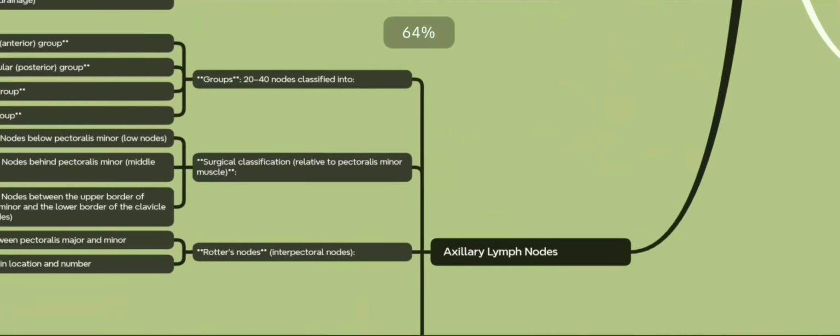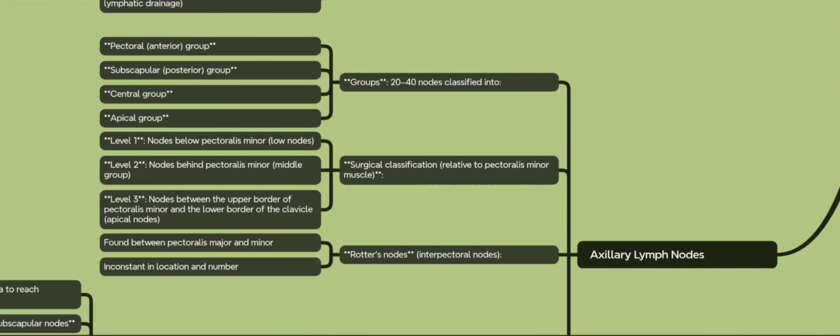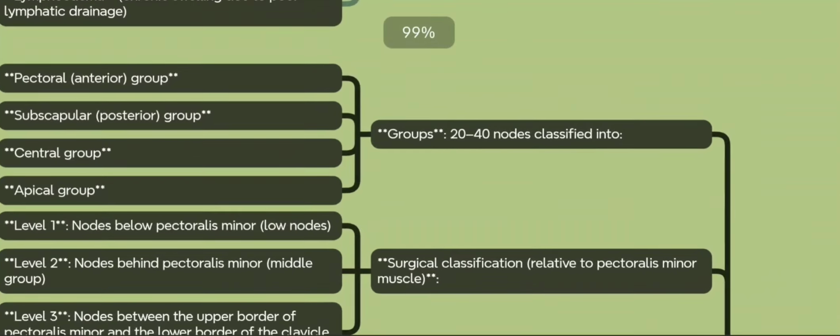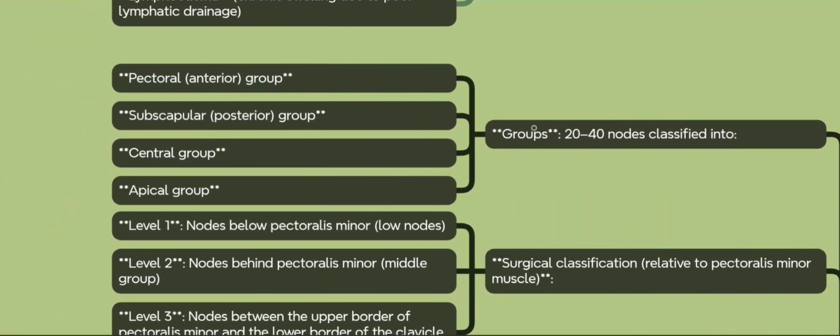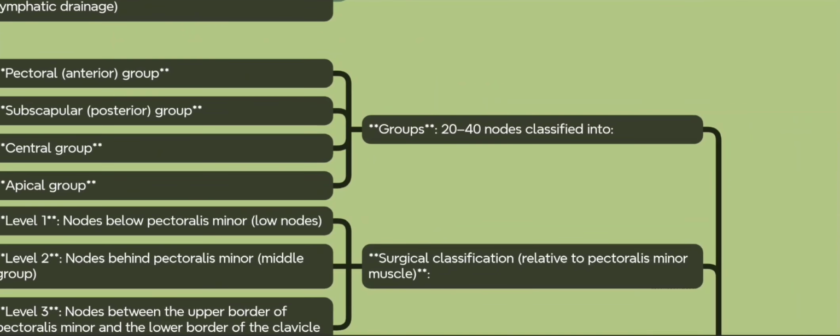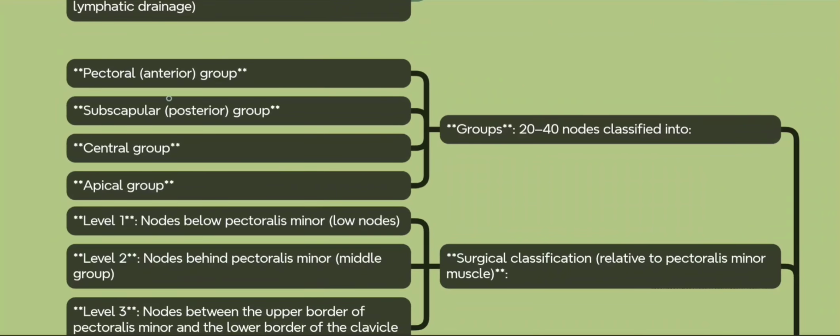The axillary lymph nodes. What about that? Those are a group of 20 to 40 nodes. They are classified into anterior, posterior, central, and apical.